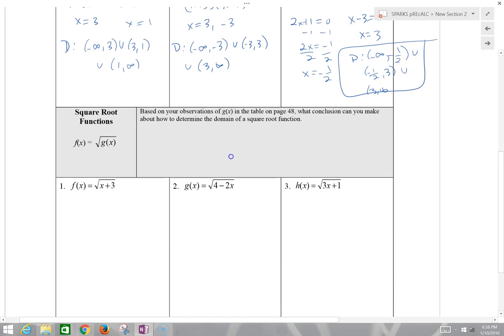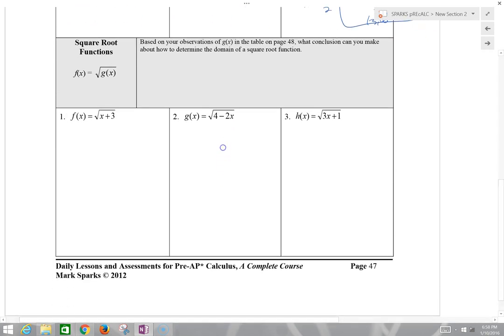Square root functions. So square root functions, the argument, in this case we're calling it g of x, cannot be less than 0. It can be equal to 0, but not less than 0. So the conclusion that we can make: the argument, we're calling that g of x in this example, cannot be less than 0. It can be equal to, but not less than.